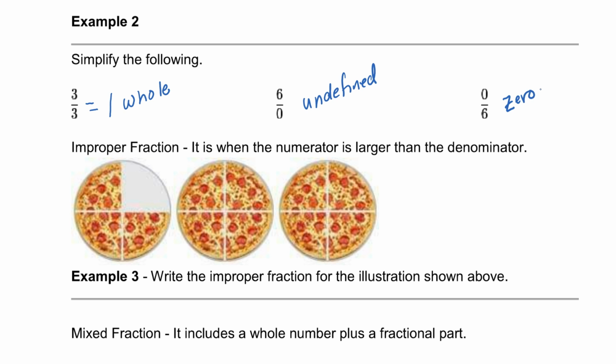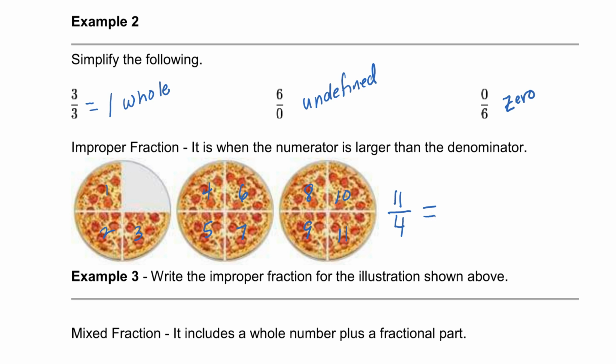An improper fraction is when the numerator is larger than the denominator. What I told you in class was, think of one pizza and how many equal parts do we have? Of course, we have 4. In this case, how many are we considering? We've got to count the slices. We have 1, 2, 3, 4, 5, 6, 7, 8, 9, 10, 11. So it's 11 over 4.